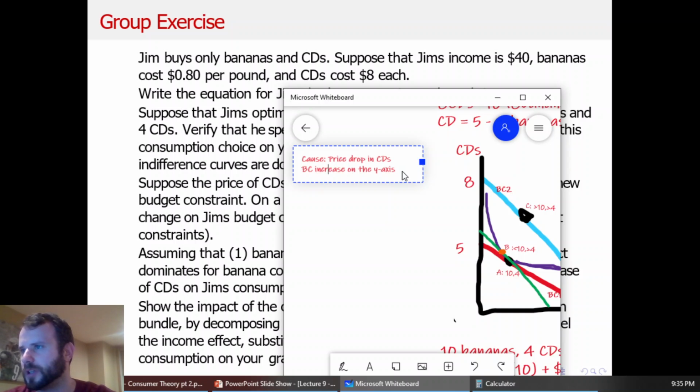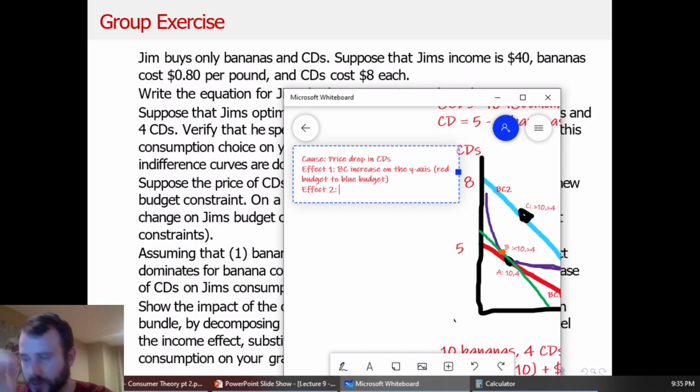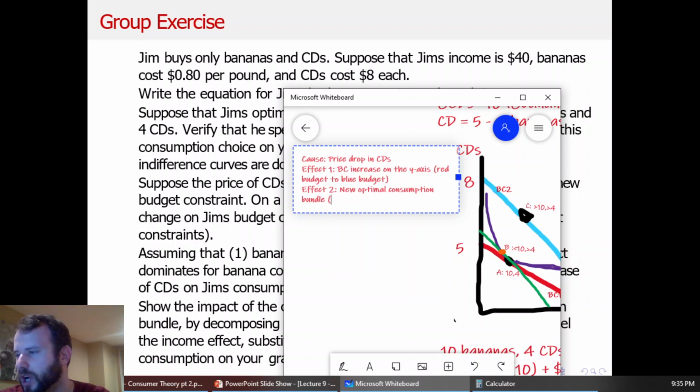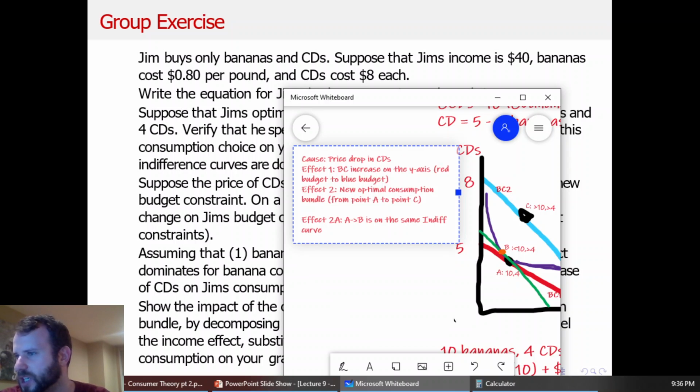So the cause is the price drop in CDs. Effect 1: the budget constraint increases on the y-axis, from the red budget to the blue budget. Effect 2: the new optimal consumption bundle, from point A to point C. Effect 2A, from A to B, is on the same indifference curve with the new price ratio. This is the substitution effect.